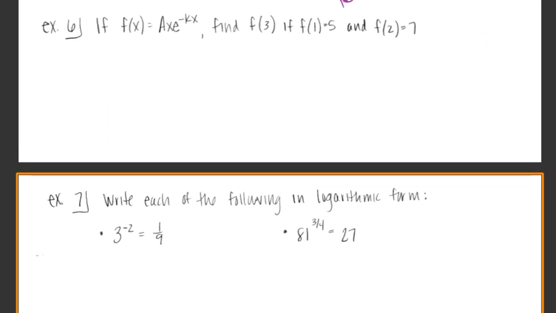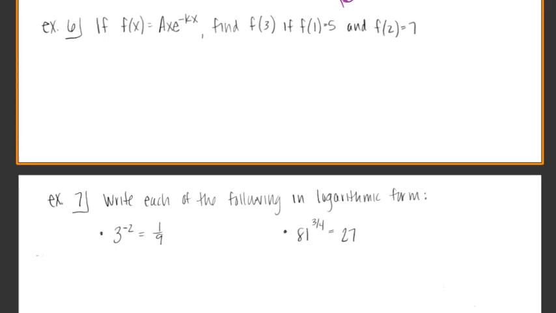Alright, if f of x is equal to a x e to the negative kx, we want to find f of 3 if we know f of 1 equals 5 and f of 2 equals 7. Okay, so with this problem, they're giving us basically two pieces of information. Remember, anytime you have a number inside of here, that's your x, and then right here, that's an x value as well. So we've got two conditions going on here.